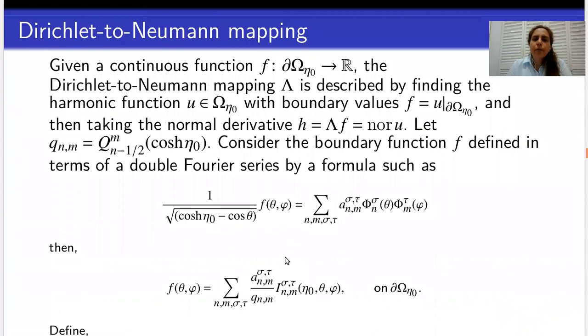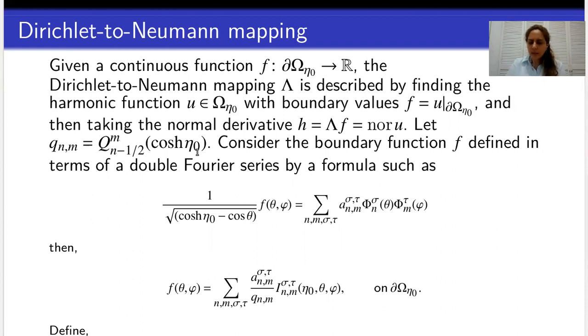Given a continuous function f from the boundary of the domain omega eta naught to R, the Dirichlet to Neumann mapping, which I denoted by lambda, is described by finding the harmonic function u with boundary values f and then taking the normal derivative: norm u is equal to lambda f, and it's equal to h. Suppose little q n m is equal to q n minus a half m of cosh eta naught, only for convenience.